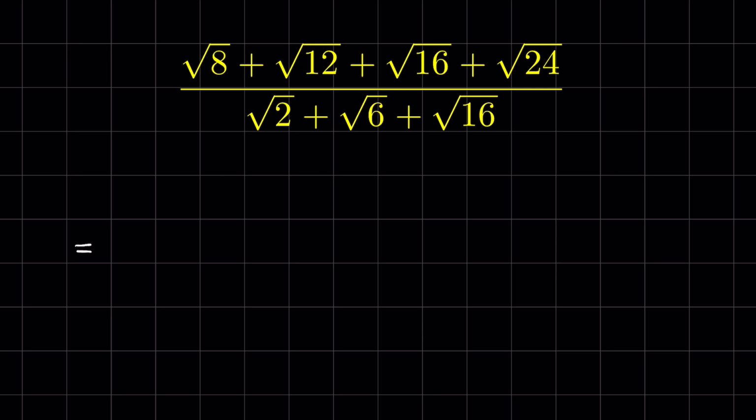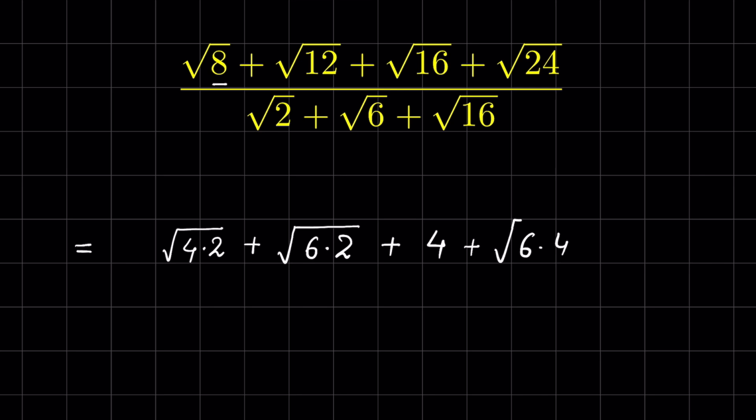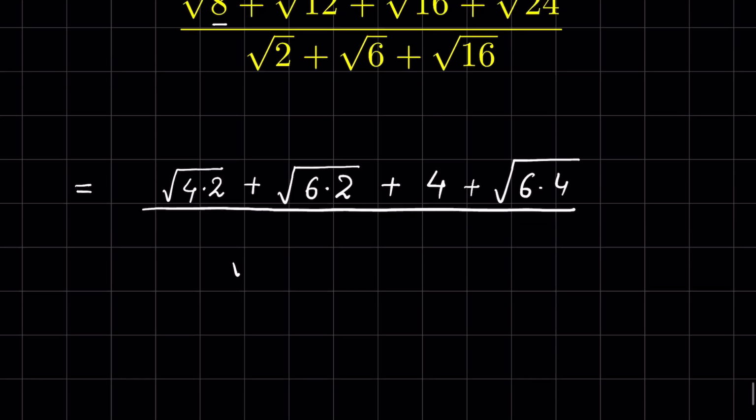So square root of 8, this we can write as square root of 4 times 2, plus square root of 12 as square root of 6 times 2, plus square root of 16 is 4, plus square root of 24 is square root of 6 times 4, upon square root of 2 plus square root of 6 plus square root of 16 is 4.